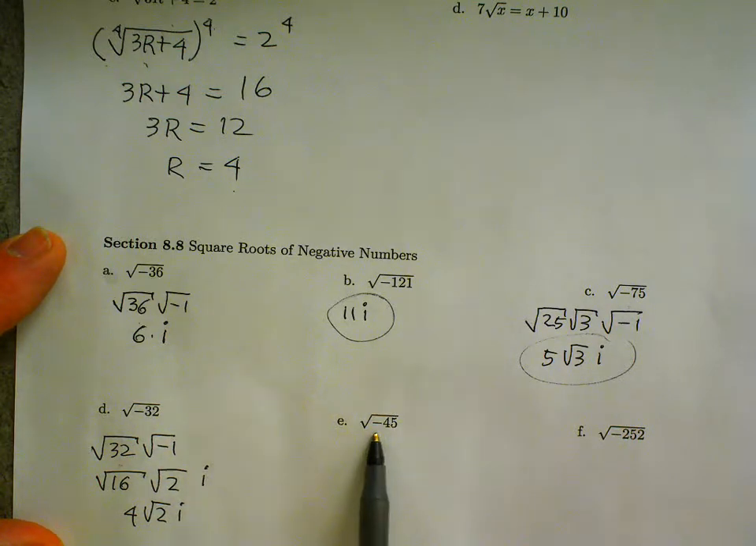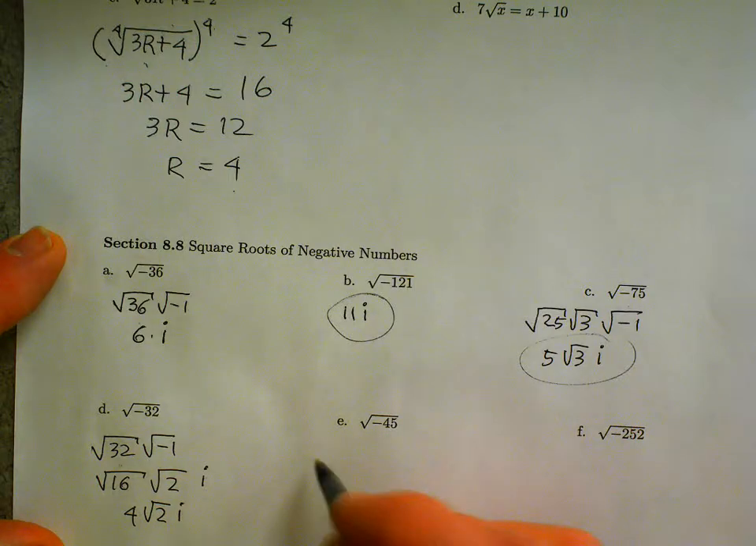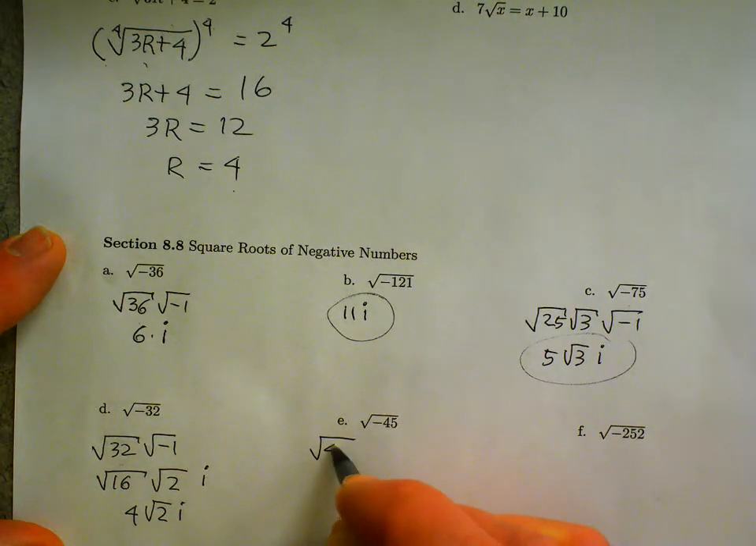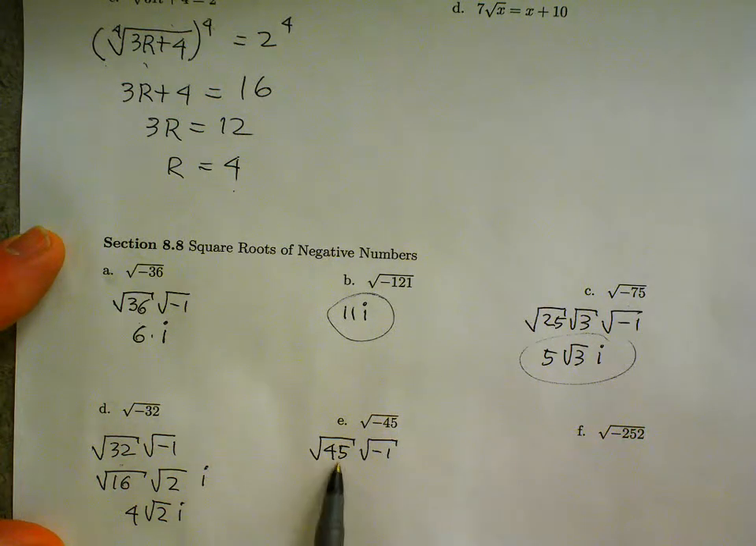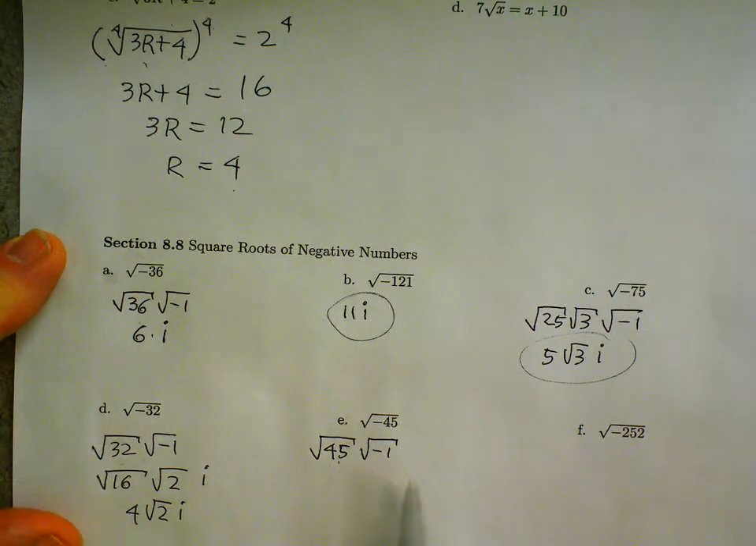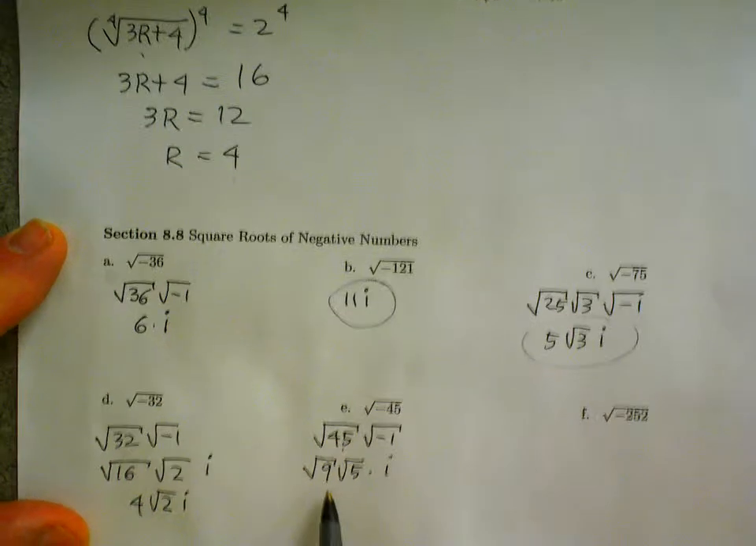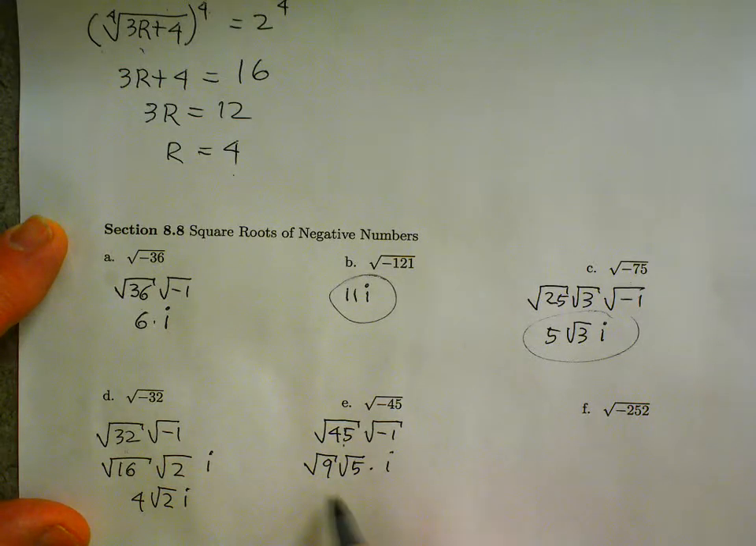The square root of negative 45, rewrite that as the square root of positive 45 times the square root of negative 1. The largest factor of 45 that's a perfect square is 9, so we get the square root of 9 times the square root of 5 times i. And then the final answer, the square root of 9 is 3. 3 times the square root of 5 times i.